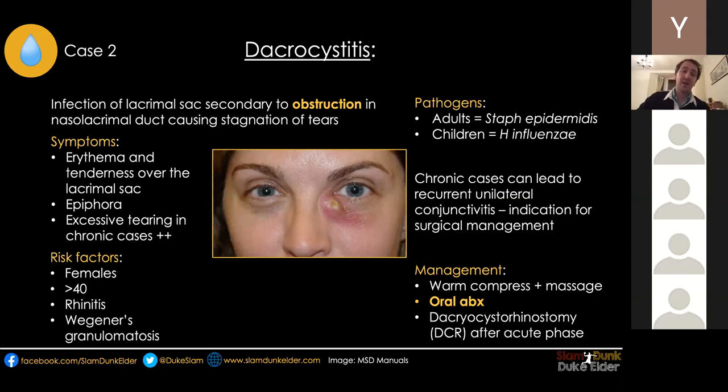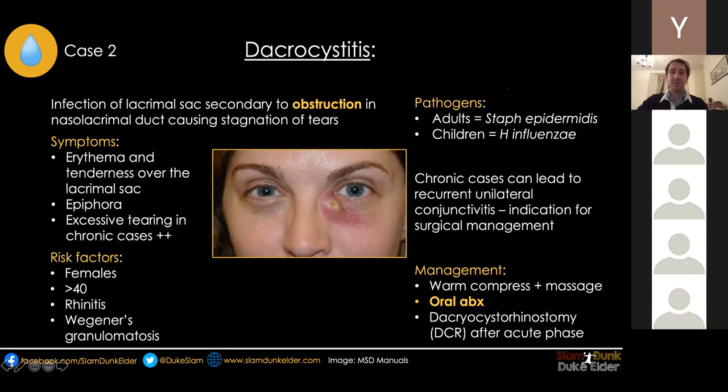So the surgical intervention is DCR. That's where they create a separate route for the tears to flow. They manage to make an alternative pathway for the tears to drain. Okay.